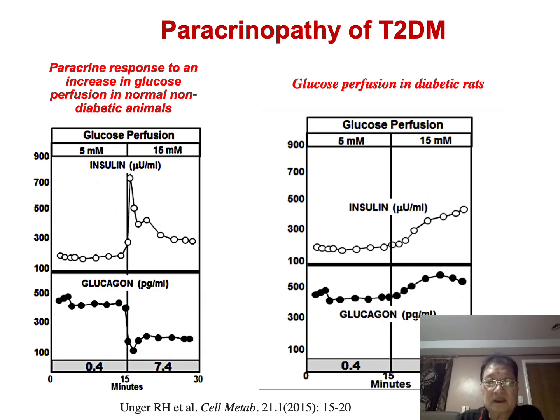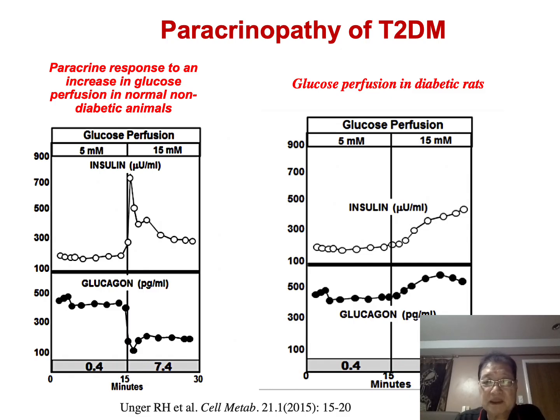Now, we go to the paracrinopathy of type 2 DM. The graphic on the left shows the normal paracrine response to an increase in glucose perfusion in the normal non-DM animals. As the glucose perfusion in the animal triples from 5 millimolar to 15 millimolar, it is accompanied by a sharp spike in insulin release that quickly tapers off. The spike lasts but a couple of minutes and represents only about 10% of total insulin release.